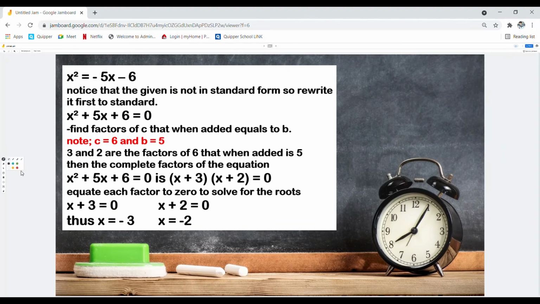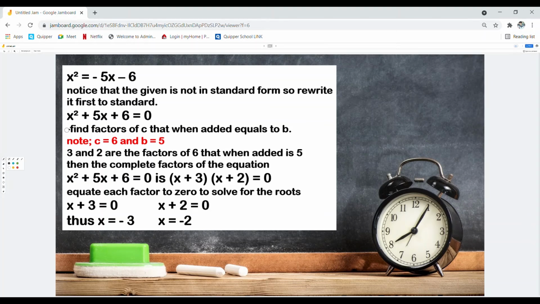As you can see, the example is x squared is equal to negative 5x minus 6, and you will notice that it is not written in standard form, so you have to rewrite it first to standard. If you are going to write it in standard, you have to bring all terms to the left side, so you can replace the right side with 0. Following the standard ax squared plus bx plus c, you have x squared plus 5x plus 6 equals 0.